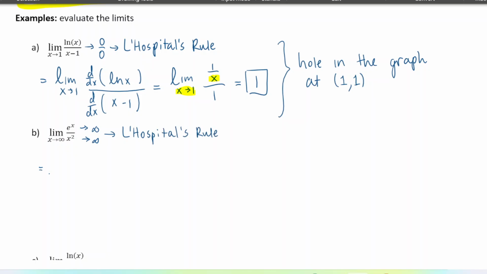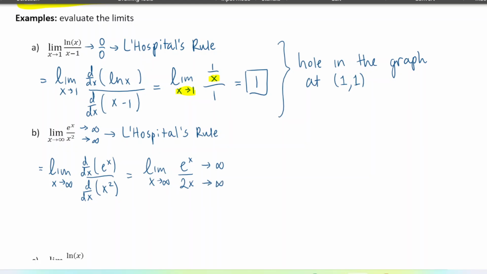So we're going to go ahead and do the same limit as x approaches infinity, but do the derivative of e to the x and the derivative of x squared. So what I get is e to the x over 2x. Now, this is a case where I'm going to have to use L'Hopital's rule twice, because what I see here is that both my numerator and denominator again would approach infinity as x approaches infinity. So I'm going to have to use L'Hopital's rule one more time.